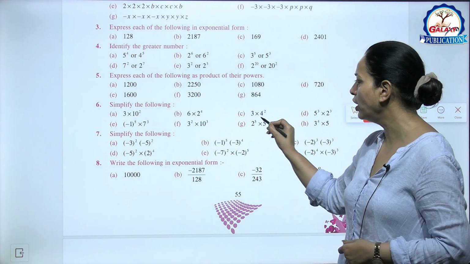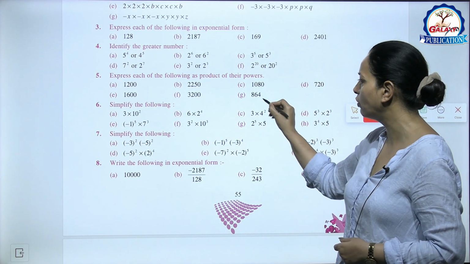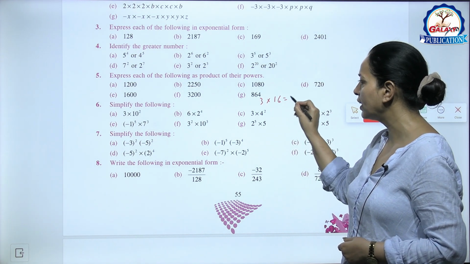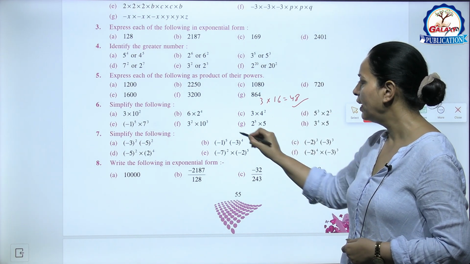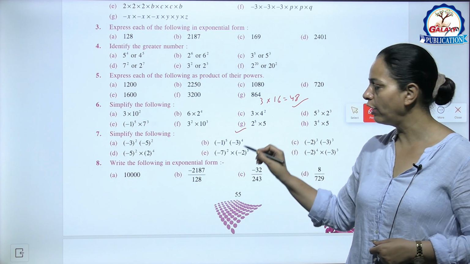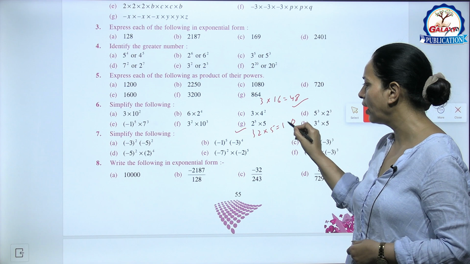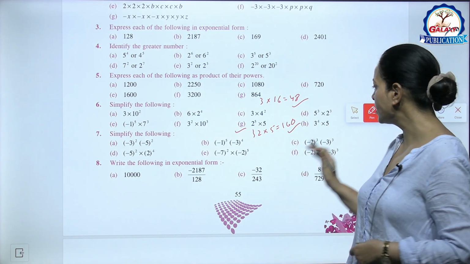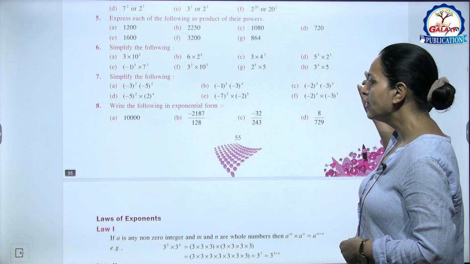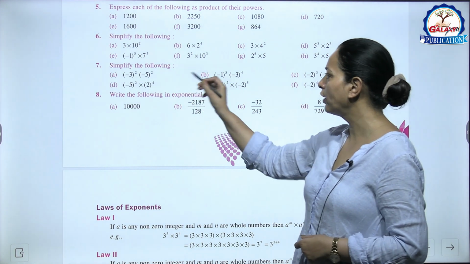Like C part, 3 into 4 square. So what will you get? 3 into 16, that is 48. Like G part, 2 raised to the power 5 into 5, 32 into 5, that is 160. So very simple, you can try on your own. Similarly, seventh question, simplify the following.